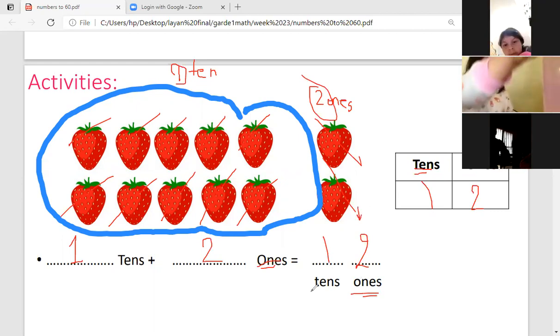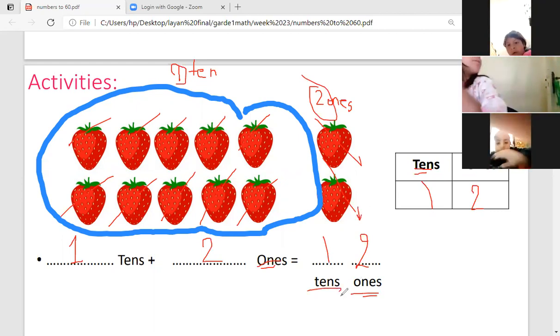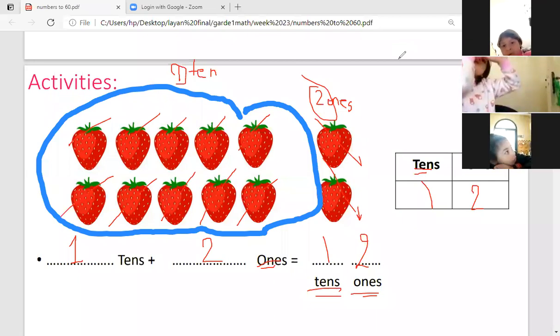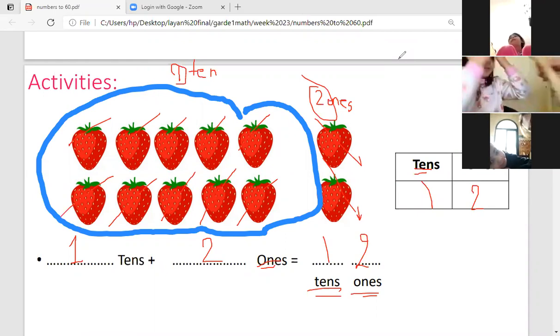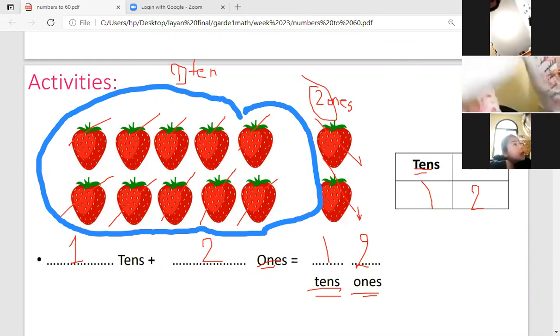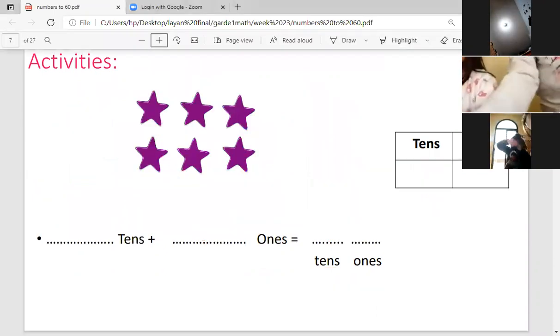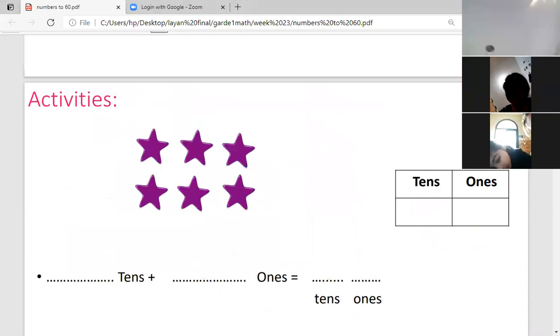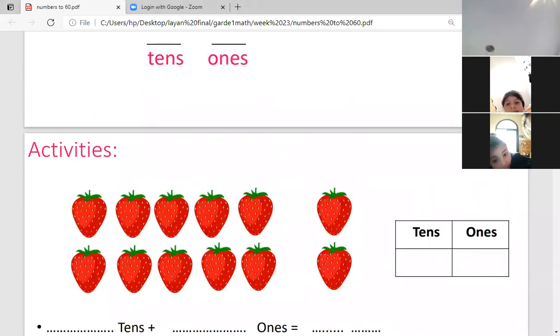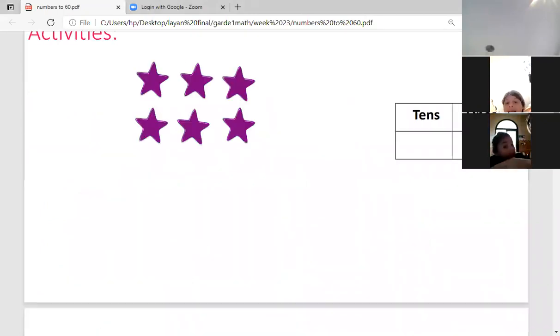As we said, the ones digit is always the one on the right, and the tens digit is the one on the left, okay? So we're going to solve now some activities. Each one of you will solve one activity so in this way we remember the tens and ones. The one who didn't write on the screen will solve on the board. But before we start, I'm going to solve this one also.